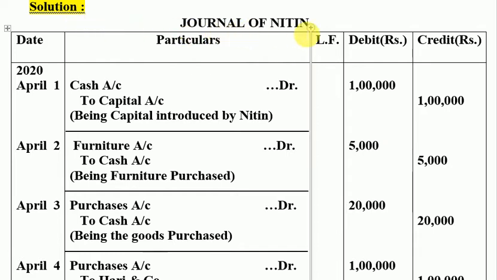Journal of Nitin. As I've discussed right now, the format of journal has 5 columns. First one is date, second one is particulars, third one is LF, that is ledger folio, fourth one is debit amount column, and fifth one is credit amount column. Got it? So let's start.